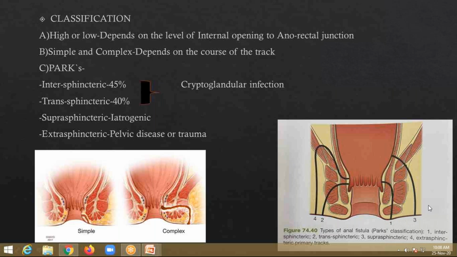or a rectum. If you do a surgery and cause an injury, there may be a chance of fistula formation in the suprasphincteric region.